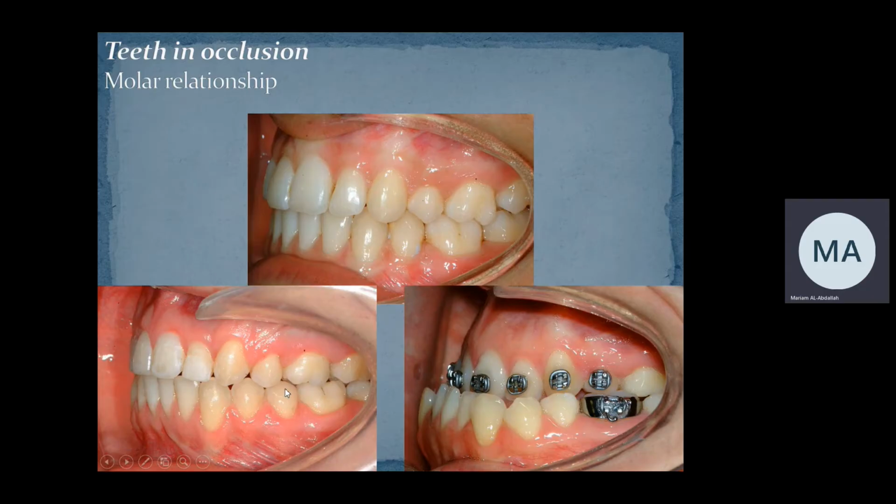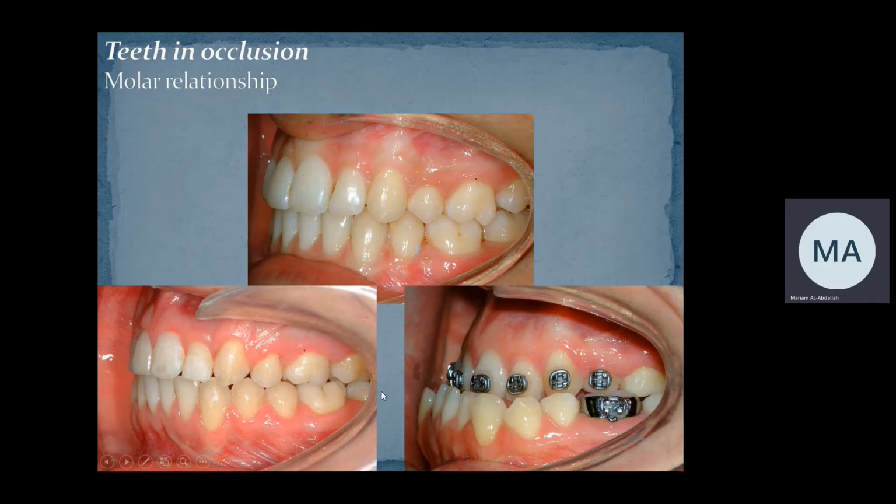Here the mesobuccal cusp is actually anterior to the buccal groove of the lower, so this is a full unit, because it has jumped a full unit. So this is a full unit class 2. And here you can see that the mesobuccal cusp is posterior to the buccal groove, so this is a full unit class 3 molar relationship.